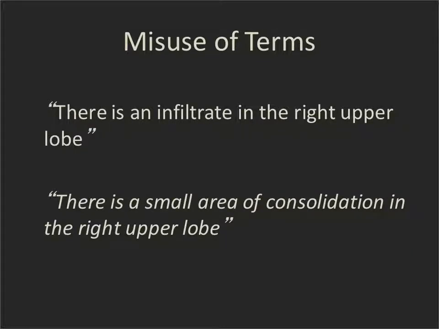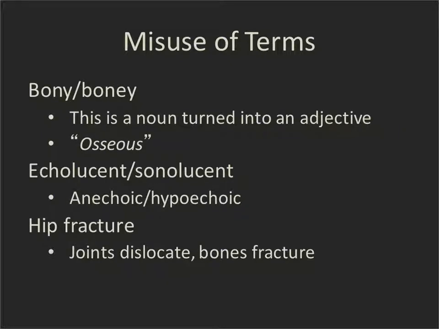Infiltrates are a pathological term. For us, we're really normally talking about an area of consolidation or interstitial opacity, a small area of opacity in the upper lobe. Infiltrate, try and avoid it. There's no verb or adjective called bony. Just say osseous. So it's an osseous abnormality. Echolucent and sonolucent are really very old-fashioned terms, and people don't know how they're interpreted nowadays, so use anechoic or hypoechoic.